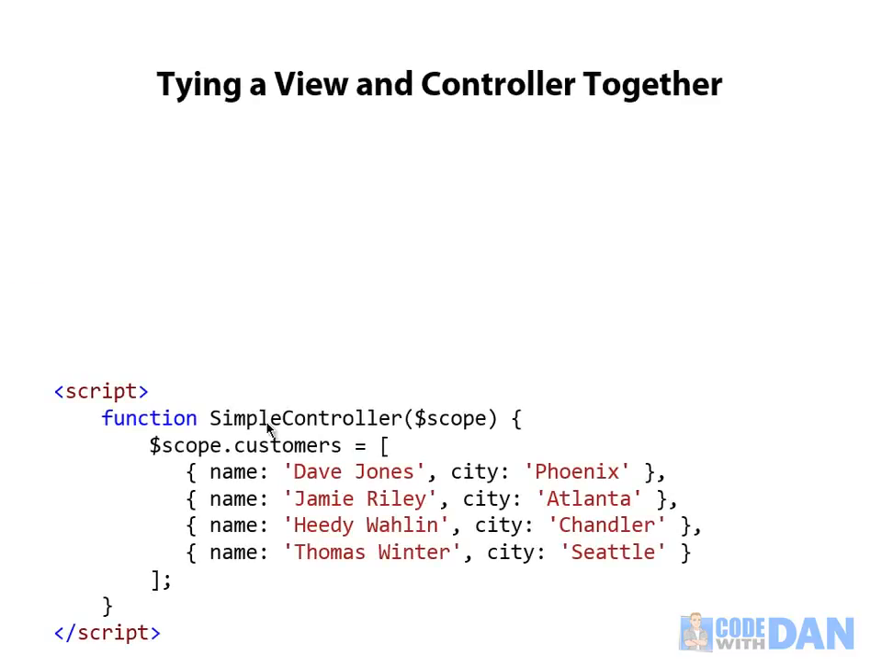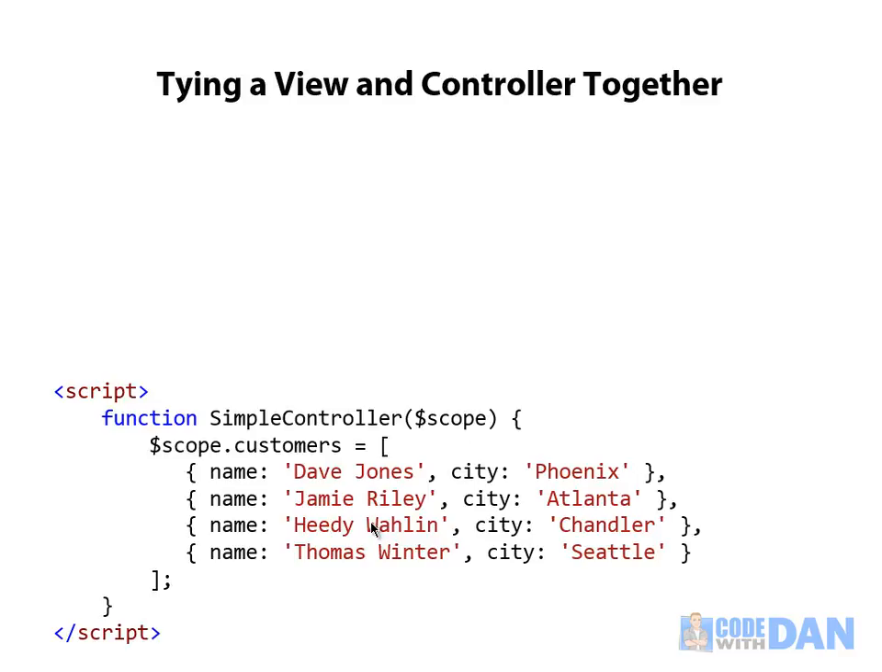Up to this point, we've seen how we can write a function such as this simple controller, and the scope can be injected in automatically by AngularJS. From there, we can associate properties, functions, and other things with our controller. And then with a view, we can reference that scope and bind to it. But how does the view know about the controller?